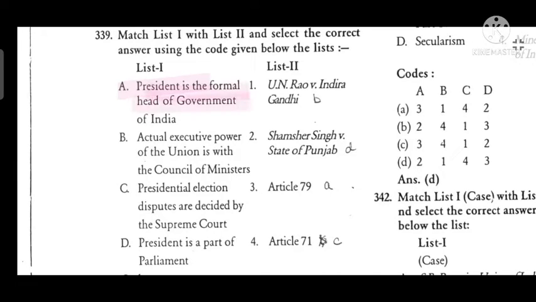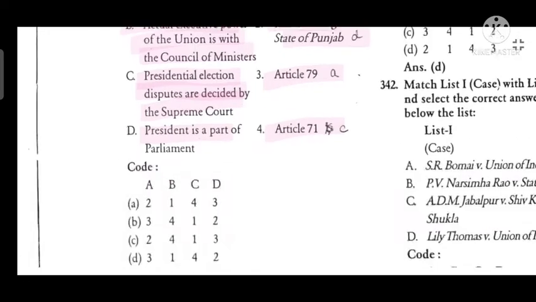The President is a formal head of the government of India, Article 79. Actual executive power of the Union of India lies with the Council of Ministers: UN Rao versus Indira Gandhi. Presidential election disputes are adjudicated by the Supreme Court, Article 71. Presidency is a part of Parliament. Shamsher Singh versus State of Punjab.